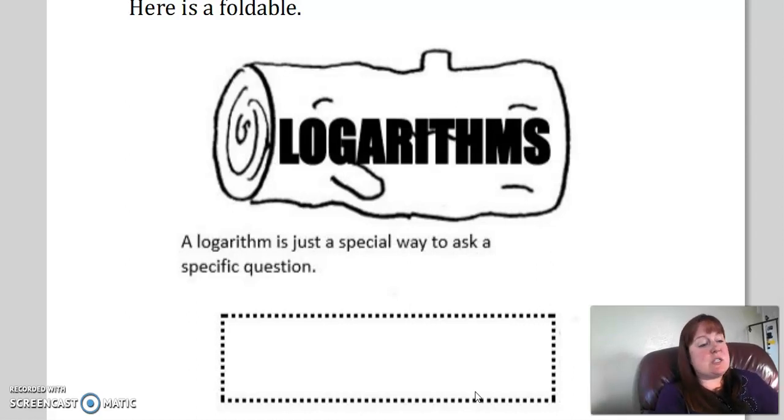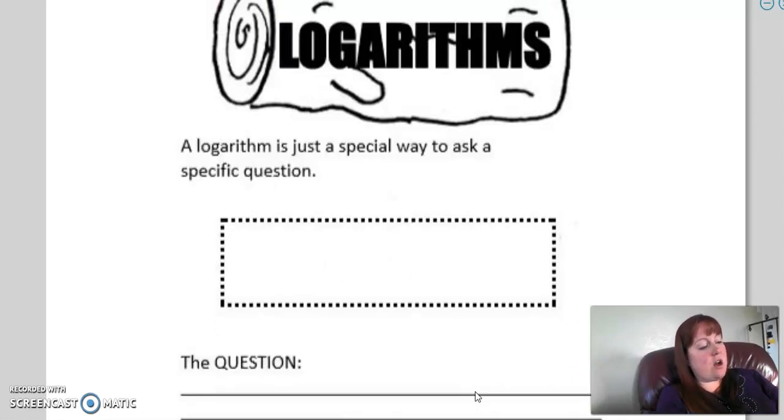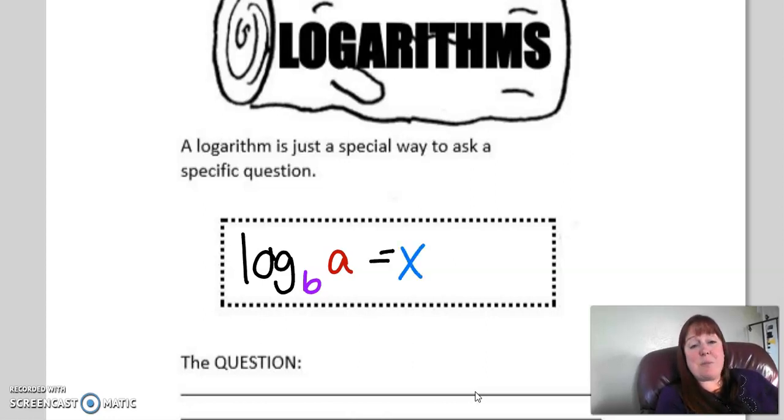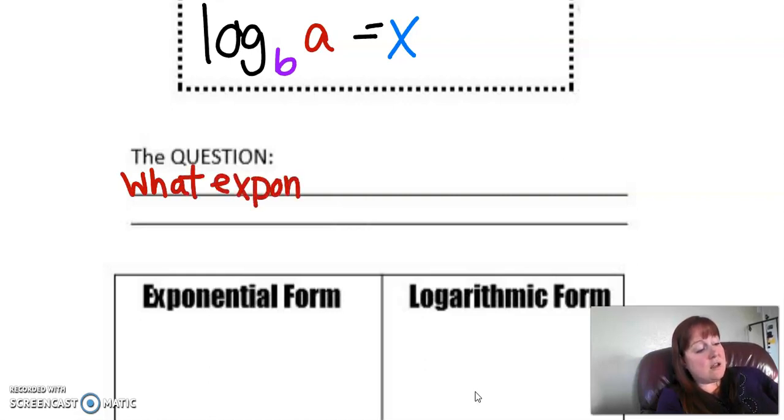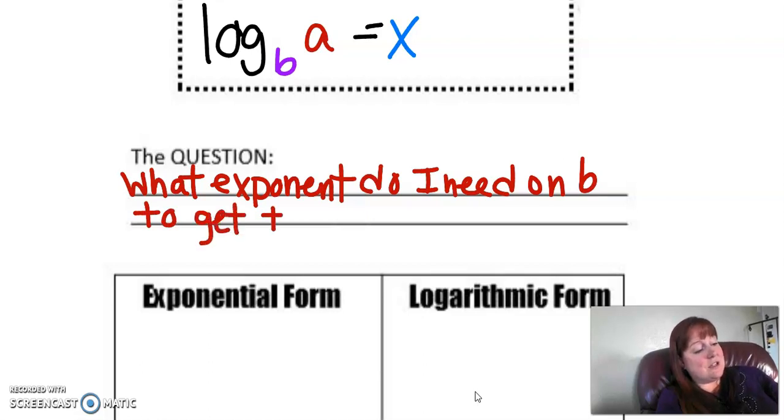So a logarithm is just a special way to ask a specific question. Let's first write log form. We have log base b of a equals x. That's basic logarithmic form. What question does this answer? Logarithms answer the question, what exponent do I need on b to get to a? So basically we're saying, what exponent should I put on b to get a? And that's going to be the answer.